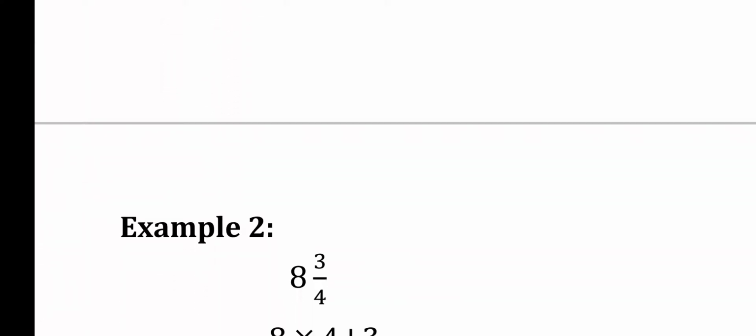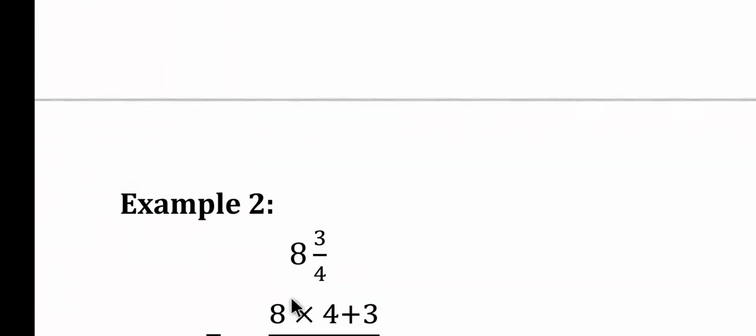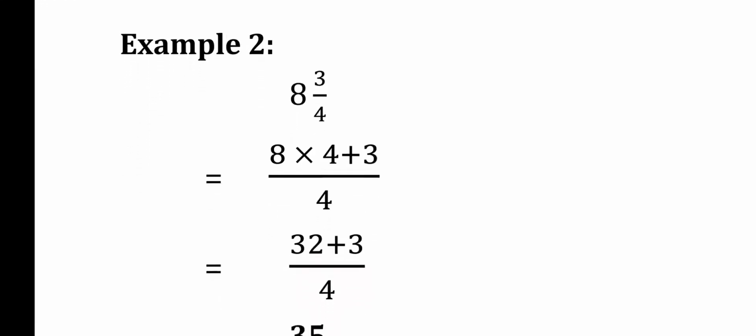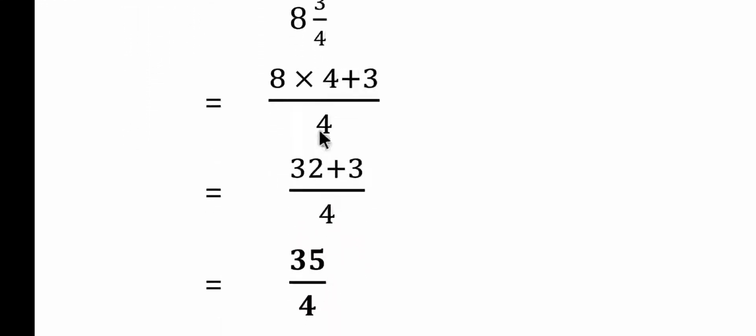Another example is 8 3 by 4. So 8 and 4 multiply and get added with 3. So 8 into 4 plus 3, and we write the same denominator 4. So 8 into 4 plus 3 by 4, that is 8 into 4, 8 4s are 32 plus 3 is 35. So 35 by 4 is the required improper fraction.